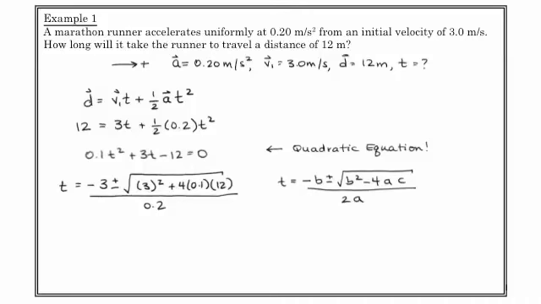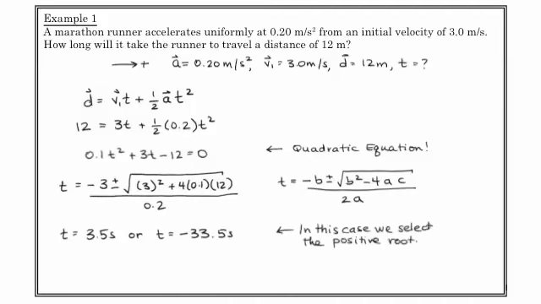We know that the quadratic, of course, because of its nature, will produce two roots. In this case, the two roots are 3.5 seconds or negative 33.5 seconds. And we need to make a decision: which root do we take? In this example, it makes the most sense to take the positive root, because a negative root for time is inadmissible and really makes no physical sense. So we select the positive root in this case.